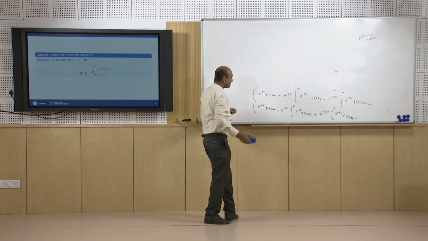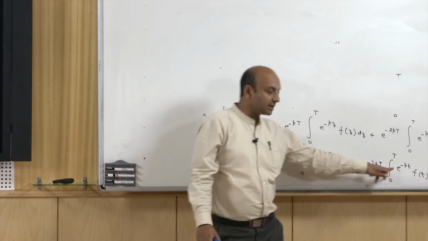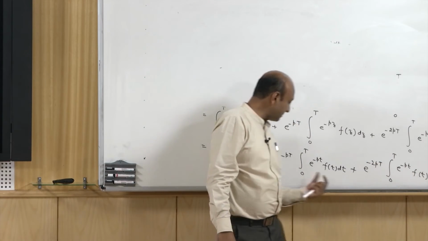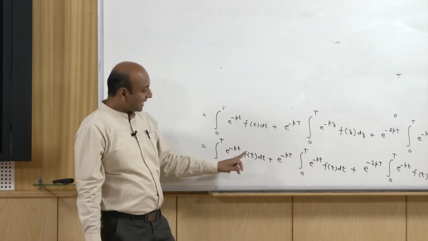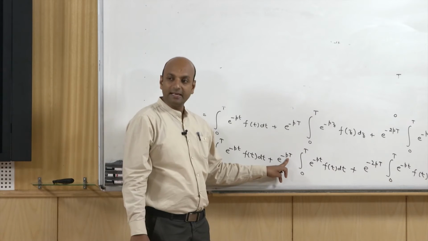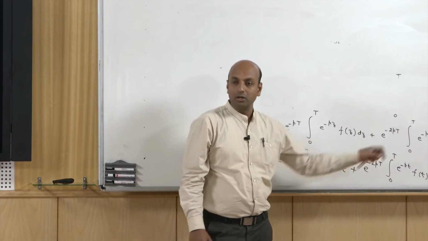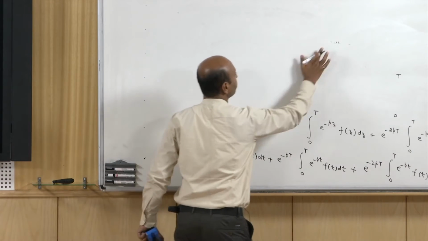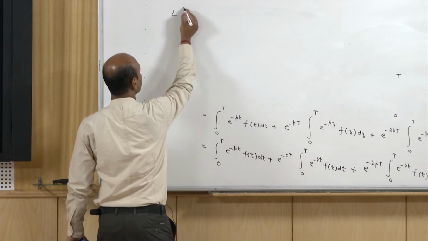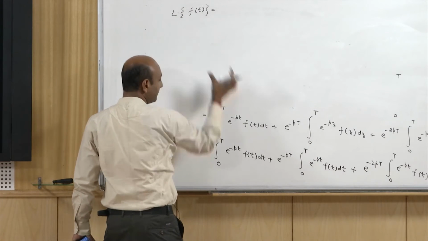In the final expression you can easily see that this term is common in all the terms. In the first term we have 1, in the second we have e^(-pT), in the third term we have e^(-2pT) and so on. So what will be the Laplace transform of f(t)? This we were calculating, this is nothing but equal to this.